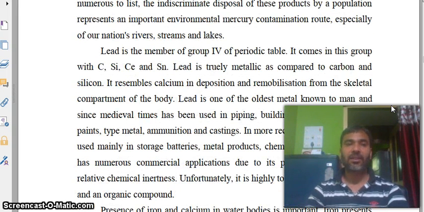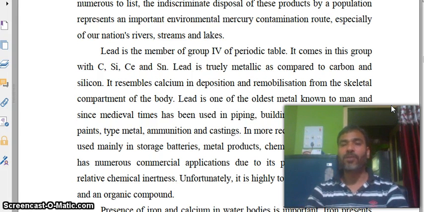Lead is a member of group 4 of the periodic table, and it comes in this group along with carbon, silicon, germanium and tin. Lead is truly metallic as compared to carbon and silicon. It resembles calcium in deposition and remobilization from the skeletal compartment of the body.